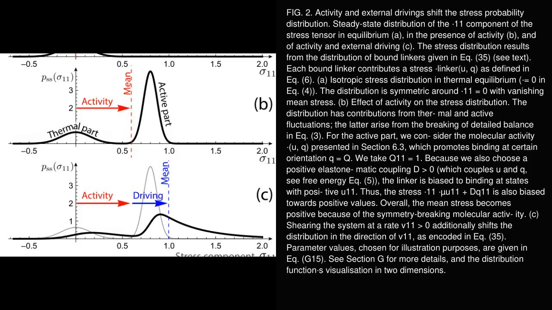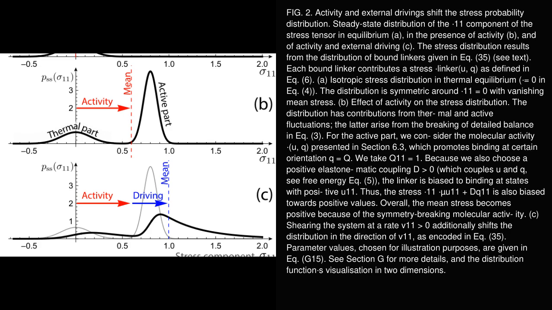Figure 2 explores how molecular activity and external driving alter the probability distribution of the stress tensor component, specifically σ11. Panel A shows the distribution at thermal equilibrium with no molecular activity, where the distribution is symmetric about 0 and the mean stress vanishes. This isotropic case serves as a baseline for comparison. Panel B introduces molecular activity, breaking detailed balance and resulting in asymmetry in the stress distribution.